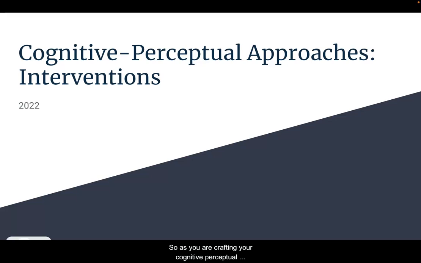So as you are crafting your cognitive perceptual interventions, it's important to understand what approach or model you're using, because you won't necessarily be tested on the definition of a particular approach or model, but you'll need to understand what that approach or model addresses, which will help you correctly identify what intervention you're going to use. This will be important when you take your exam, to be able to identify the rationale behind the intervention in the question.